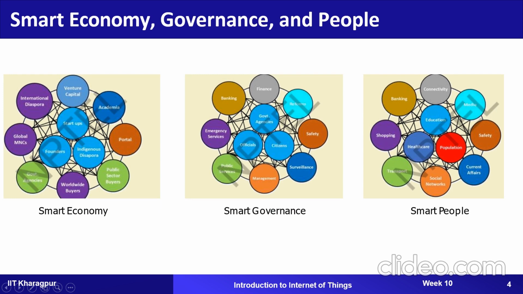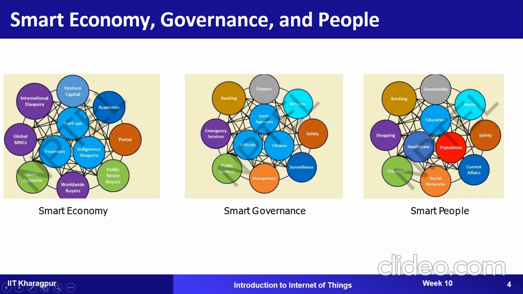Now, these diagrams are showing your smart economy, governance and smart people. The first diagram is of your smart economy. These are the various components of smart economy. The main three components are startups, founders and indigenous diaspora. These three components interact with other components such as venture capital, academia, portal, public sector buyers, worldwide buyers, government agencies, global MNCs and international diaspora, in order to make your economy smarter.